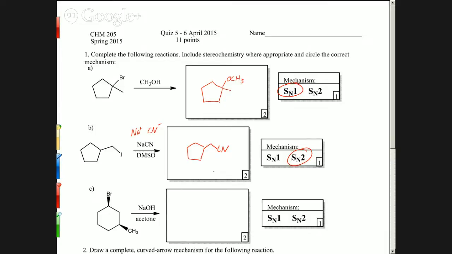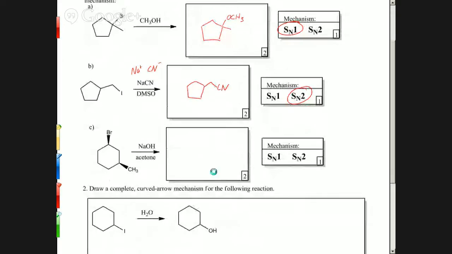Okay, so then C, we've got this thing. What kind of substrate are we looking at there? Secondary. So that one can kind of go either way, right? What can help us decide if it's one versus the other? The solvent, which in this case is acetone, so how does that help us? Yeah, so acetone is aprotic.